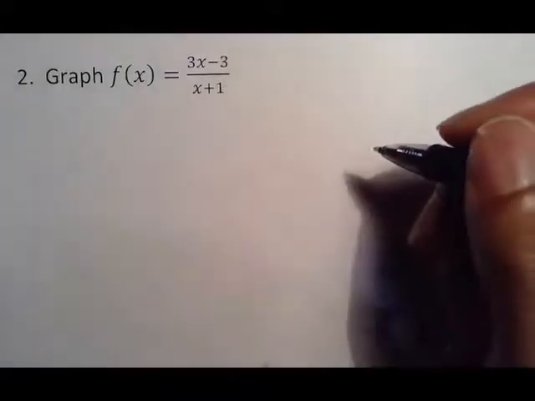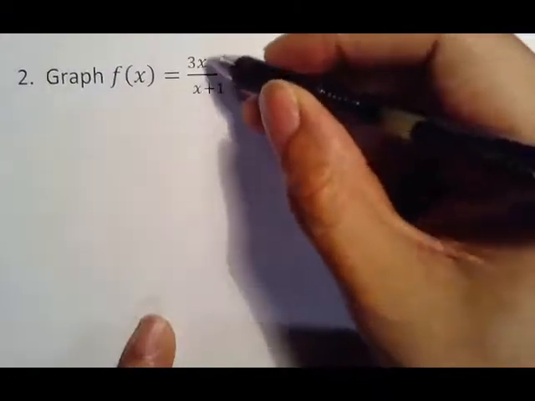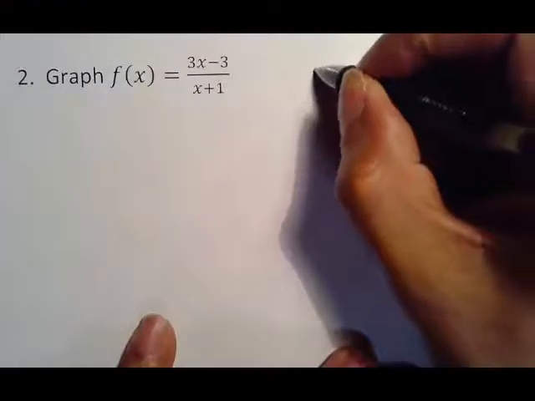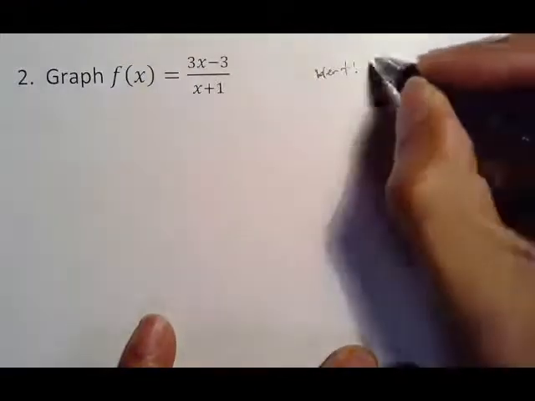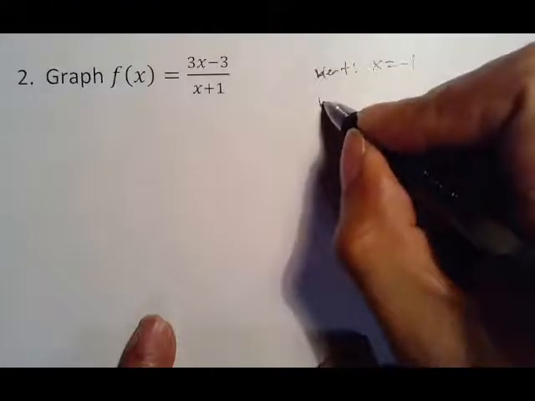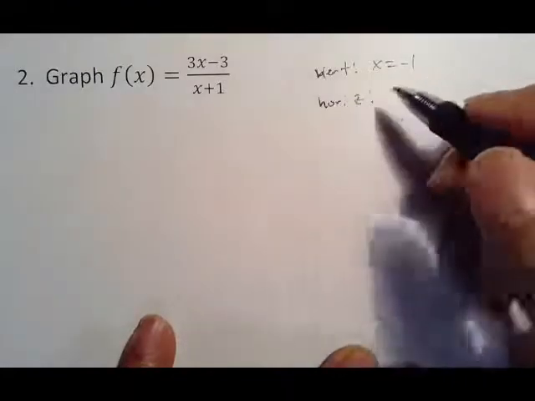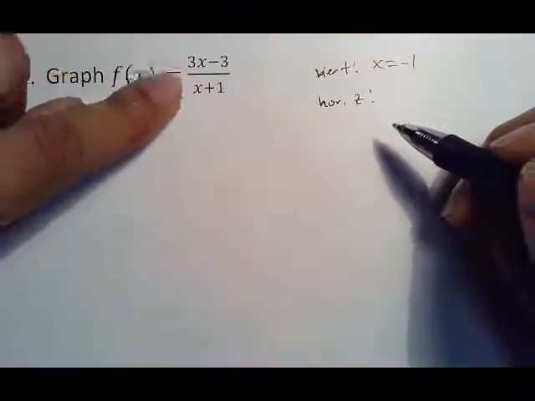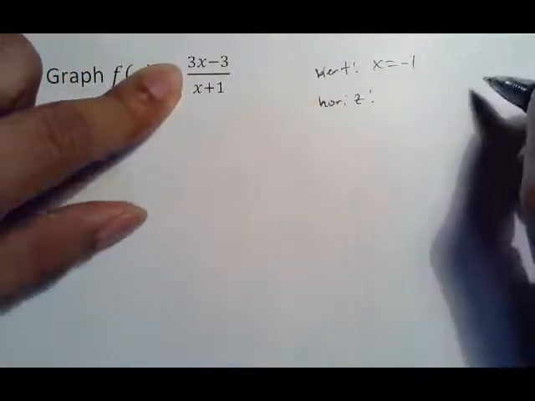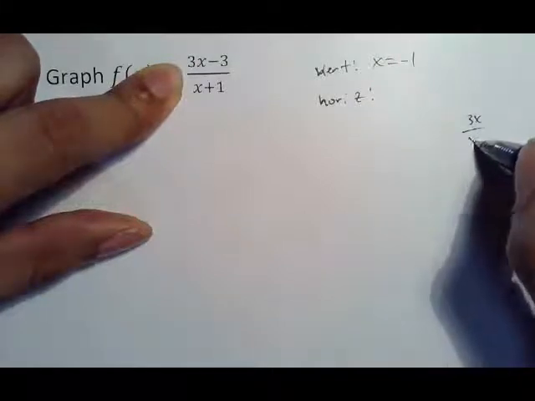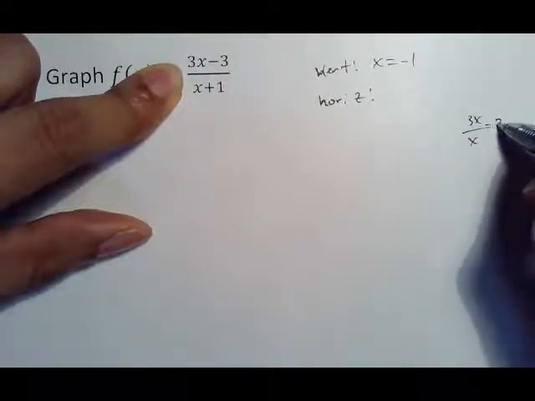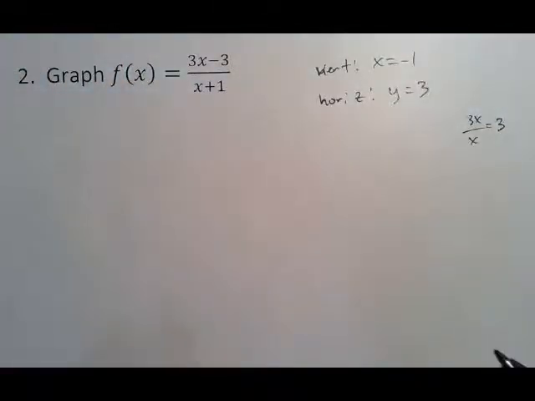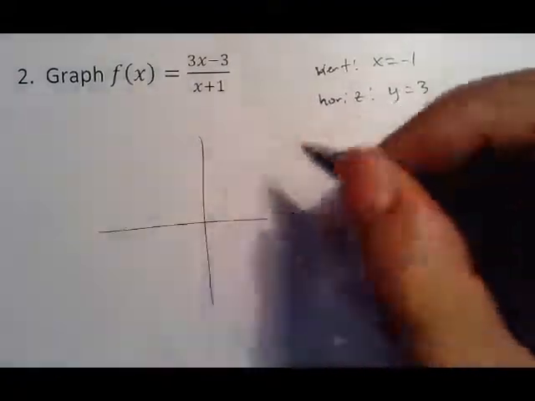What you should have noticed here is that this is a family where the degrees are the same, which means your vertical asymptote still works the same. You look down here, you see that it's x equals negative 1. Your horizontal asymptote, hopefully you remembered looking at your notes, because remember you can use your notes, is that when they are the same, you take the leading coefficient, just like we did up there, over the other number. 3x over x is equal to 3. So y equals 3 is your horizontal asymptote.